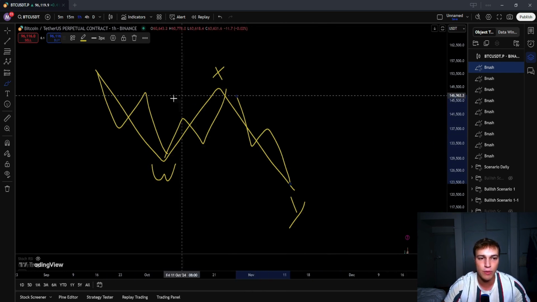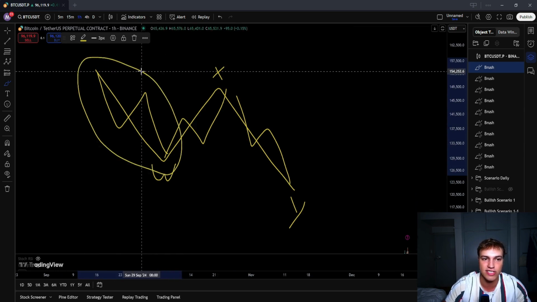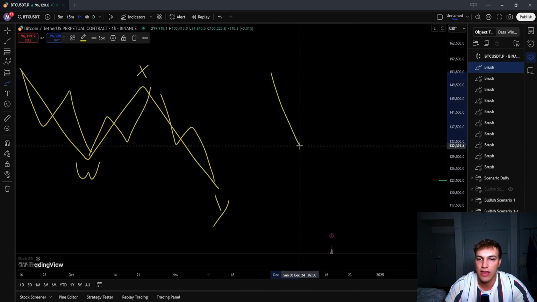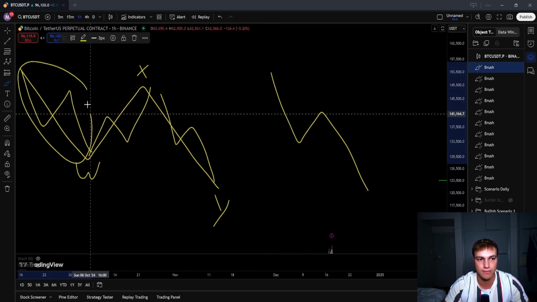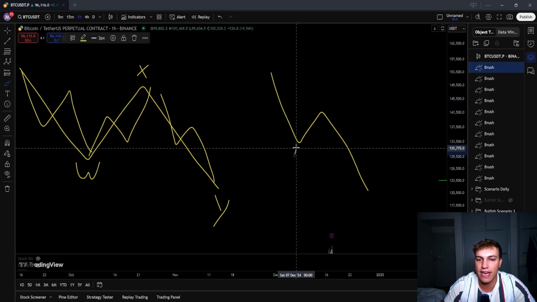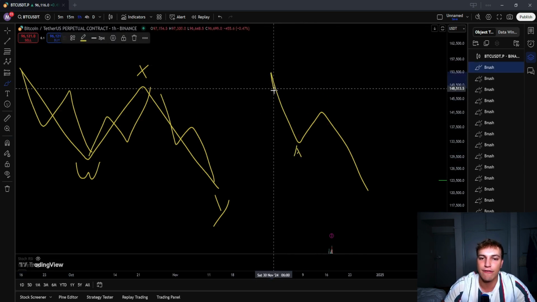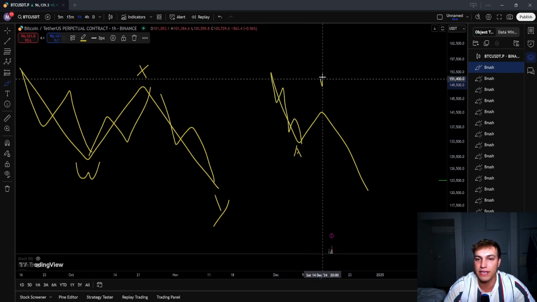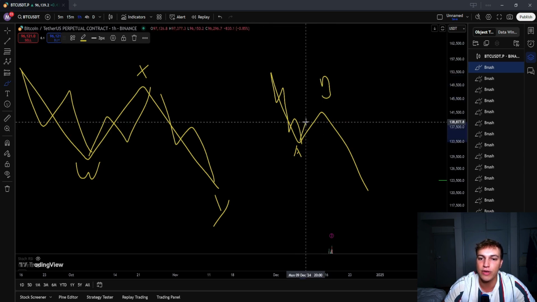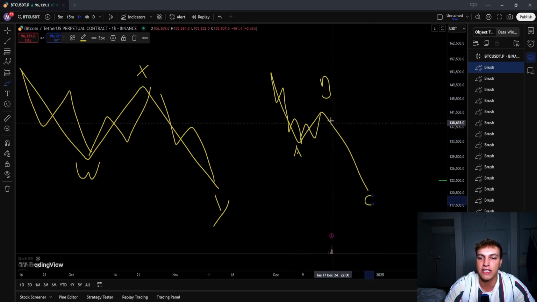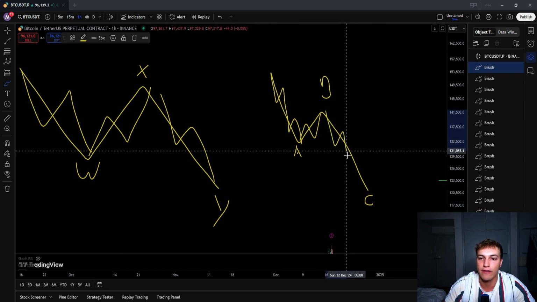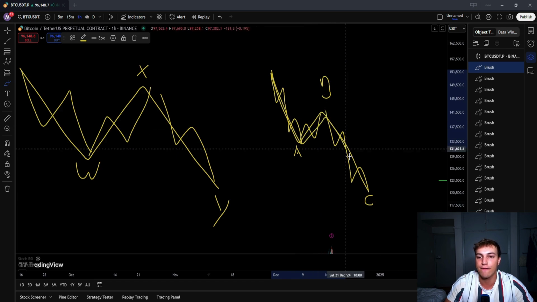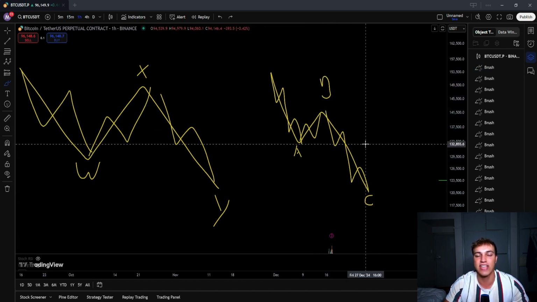Now, if we were to zoom in inside this ABC, if I take this and move that ABC over here, inside this wave A we are going to have a 5-wave structure. Inside this wave B, we are going to have a 3-wave structure. And inside this wave C, we are going to have a 5-wave structure again. So this is called a 5-3-5 on the chart. That is a standard ABC.